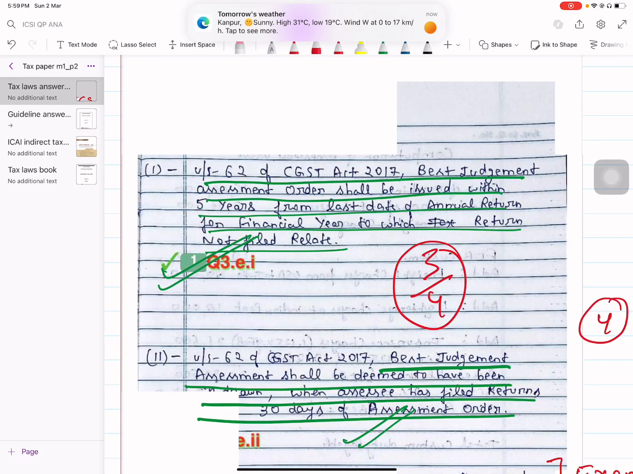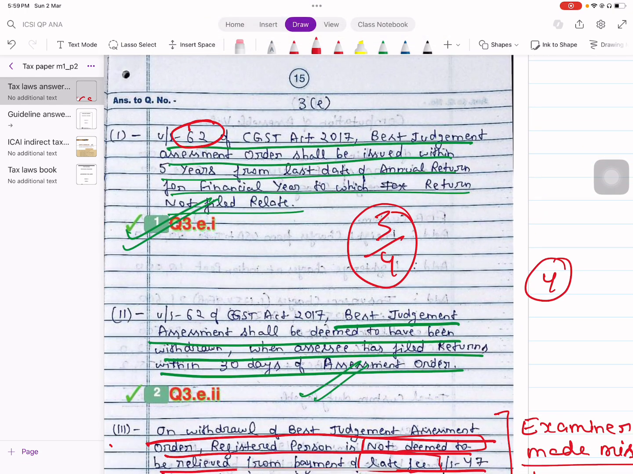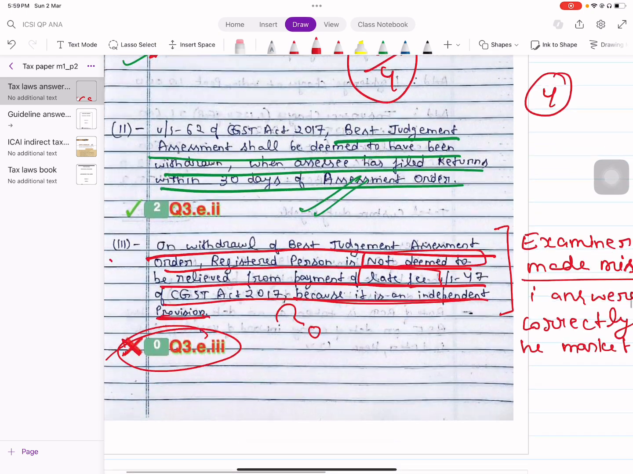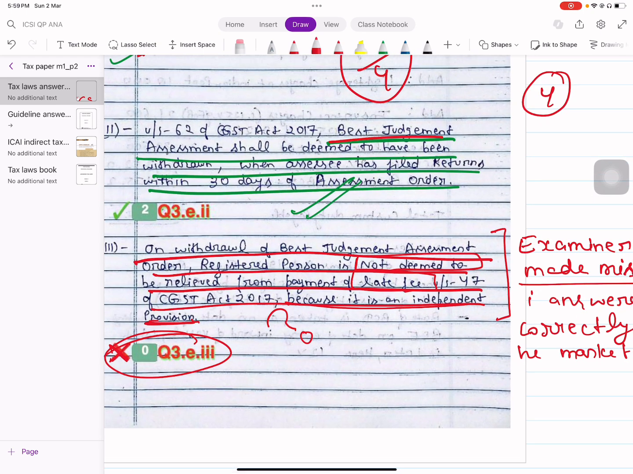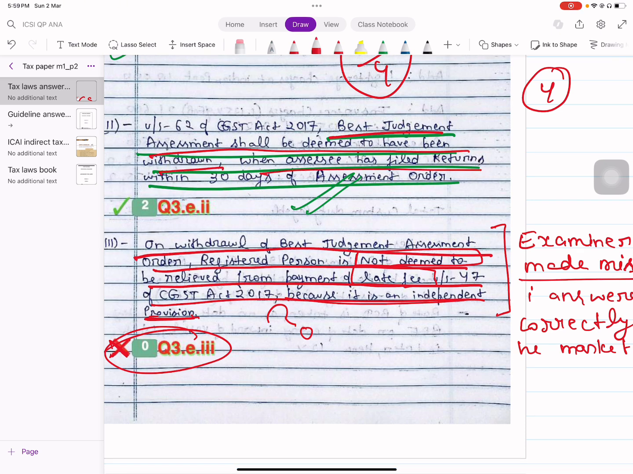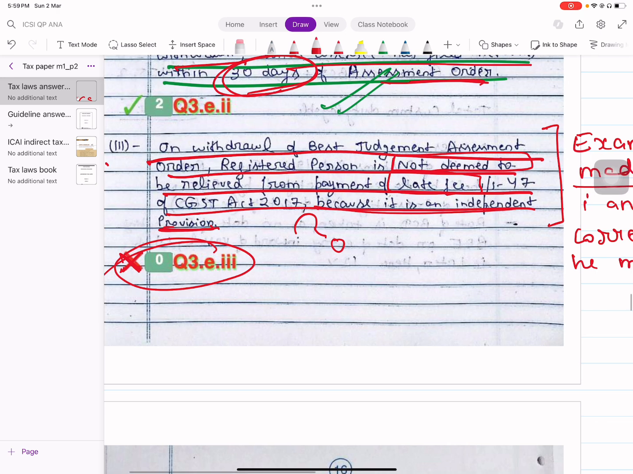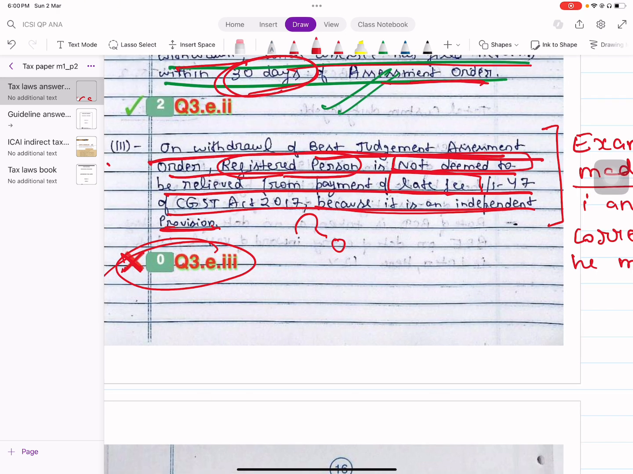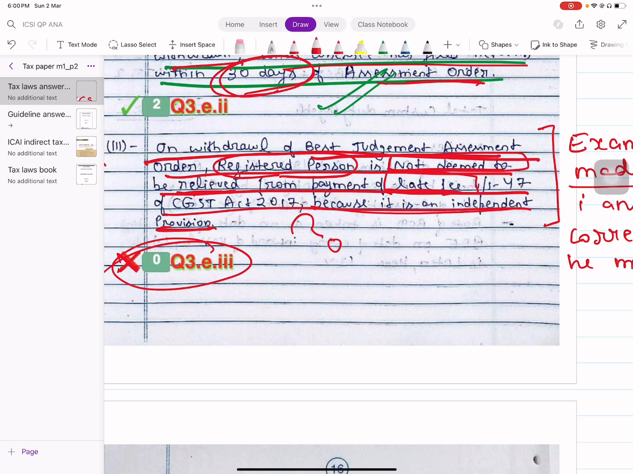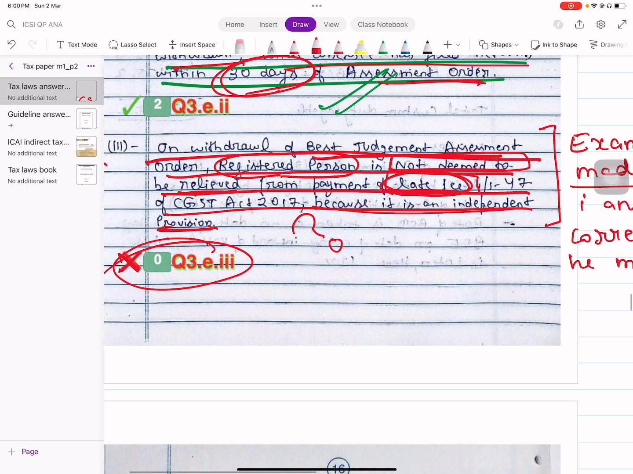Now, under section 62, the assessment order shall be issued within 5 years from the last date of the annual return for the financial year to which the return not filed relates. I have gained 1 mark. Now, the best judgment assessment order shall be deemed to have been withdrawn when the registered person has filed the return within 30 days from the order. Third point, on withdrawal of the order, the registered person is not deemed to be relieved from the payment of late fee. That means he is required to pay the late fee. However, the examiner has marked it as wrong. However, my answer is correct.